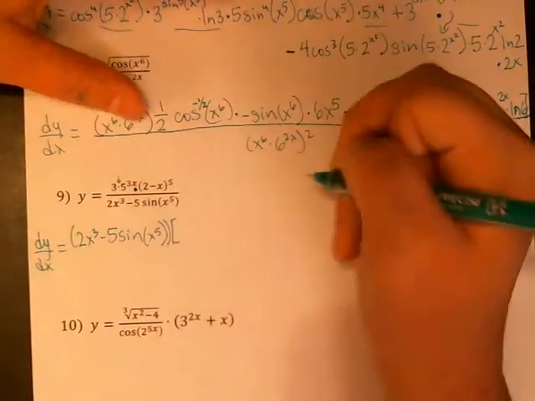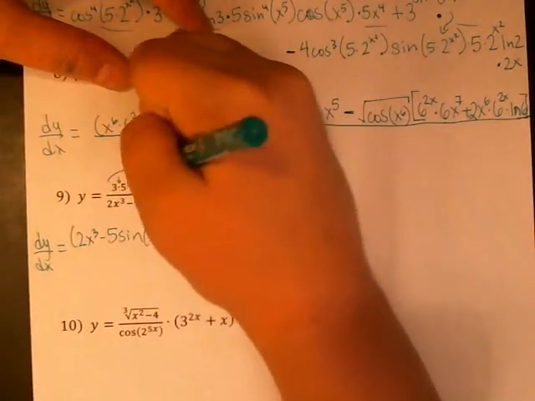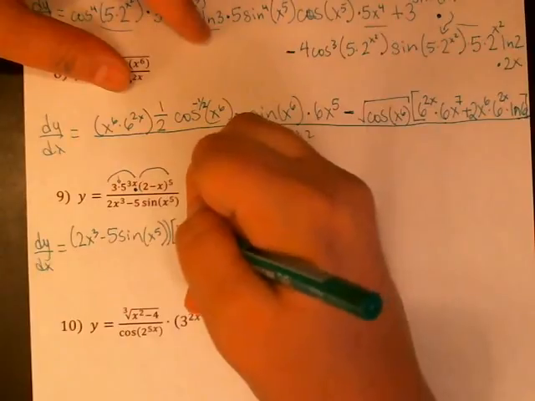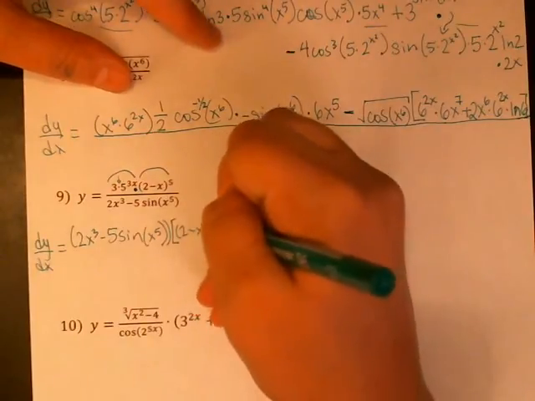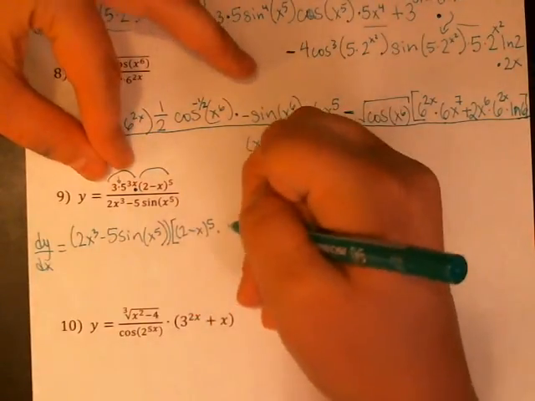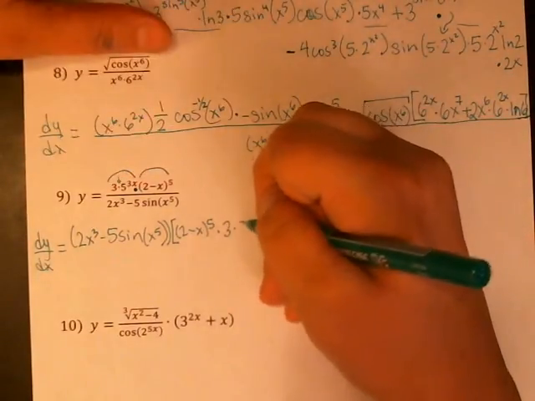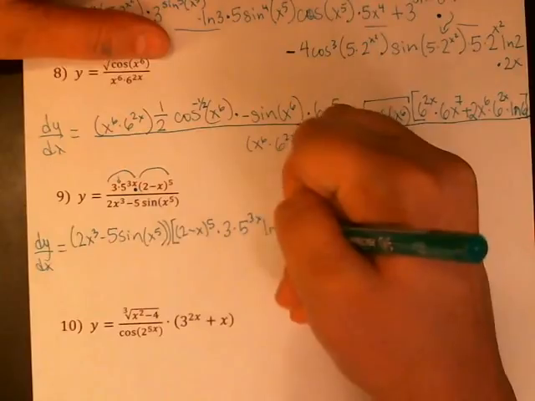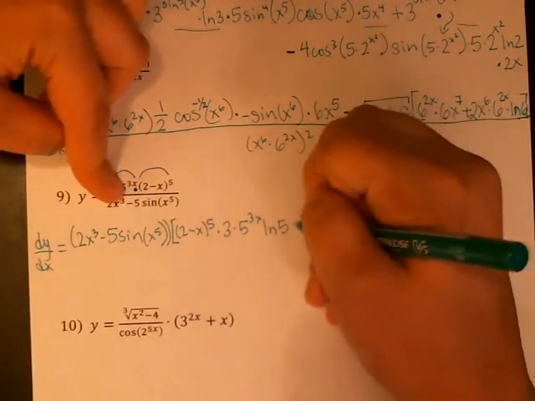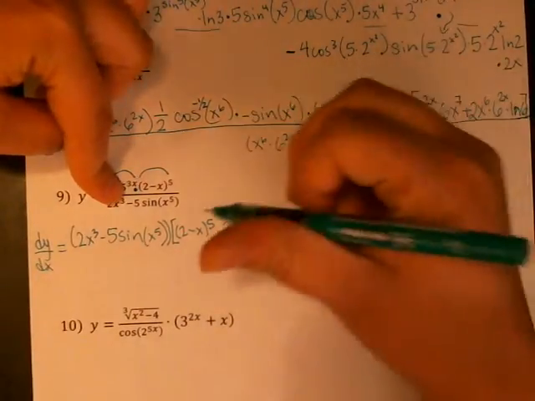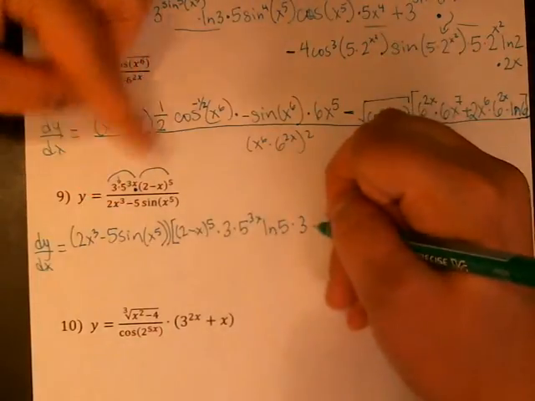Derivative of the top is going to be a product rule, so I'll say that's first and that's second. So we want the second times the derivative of the first. The 3 constant multiple just stays there. Derivative of 5 to the stuff is 5 to the stuff, and then derivative of the stuff is a 3. So there's the second times the derivative of the first.